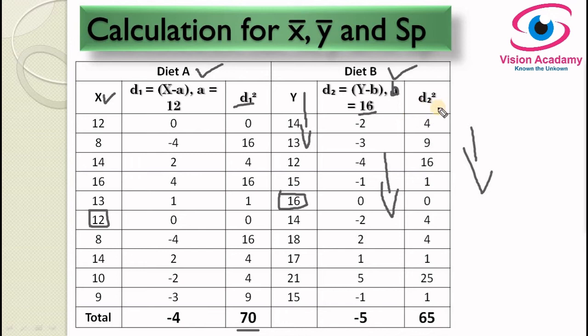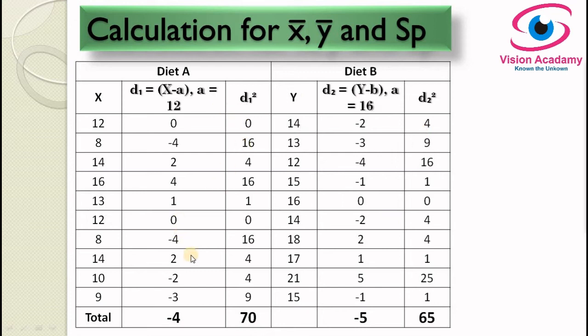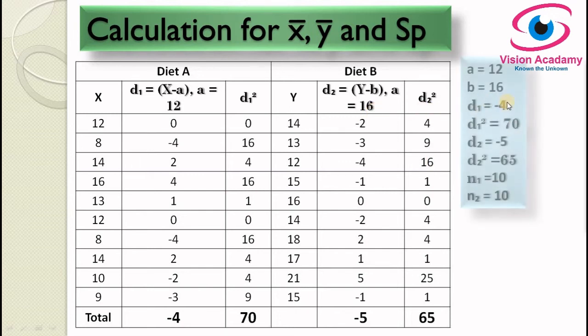We have made d2 square, and in diet B we have the sum of d2 as minus 5 and the sum of d2 square as 65. So far we have obtained d1, d1 square, d2, and d2 square. The obtained values I have listed here. These are very essential for applying the formula, which is why I have shown them separately.